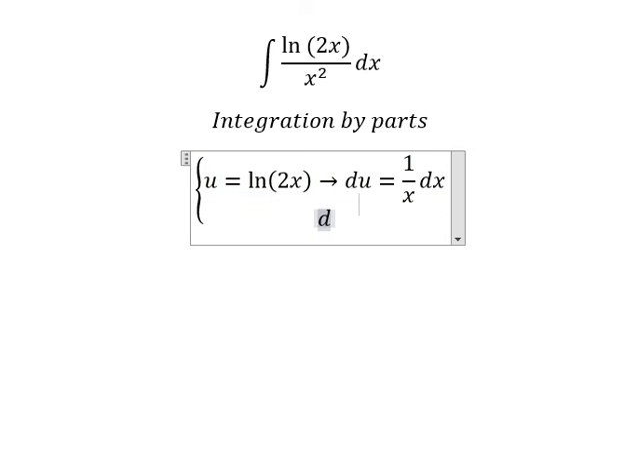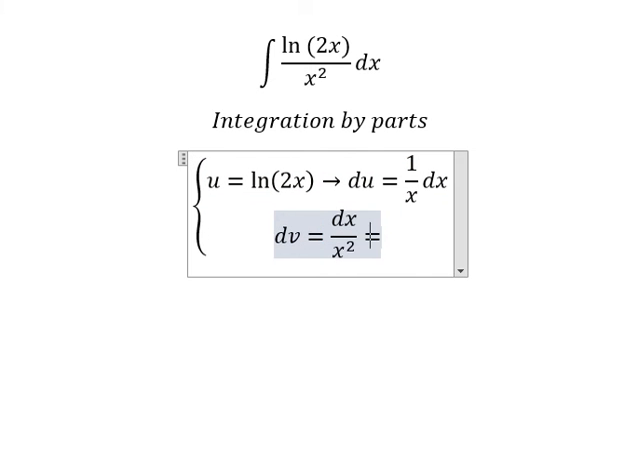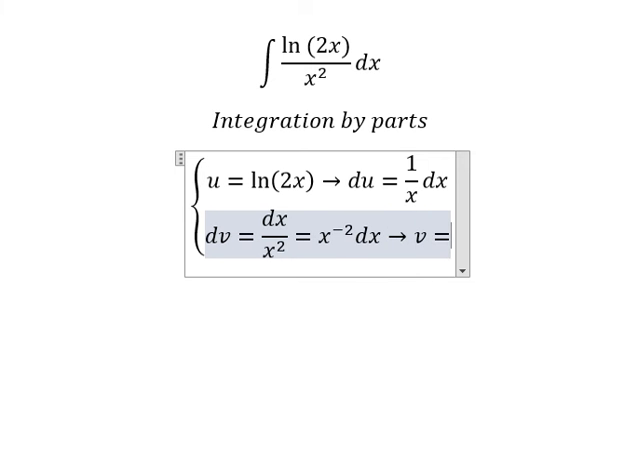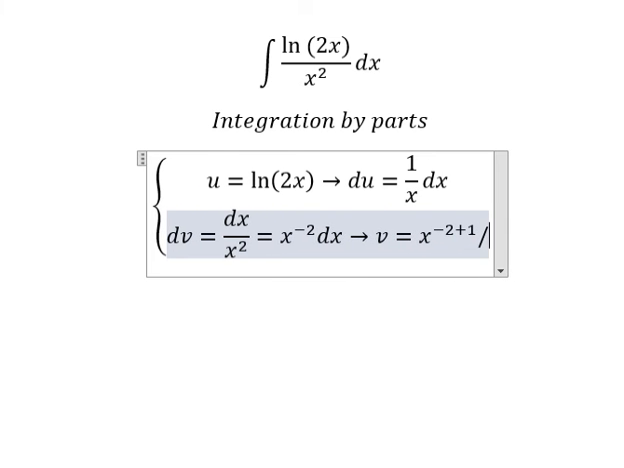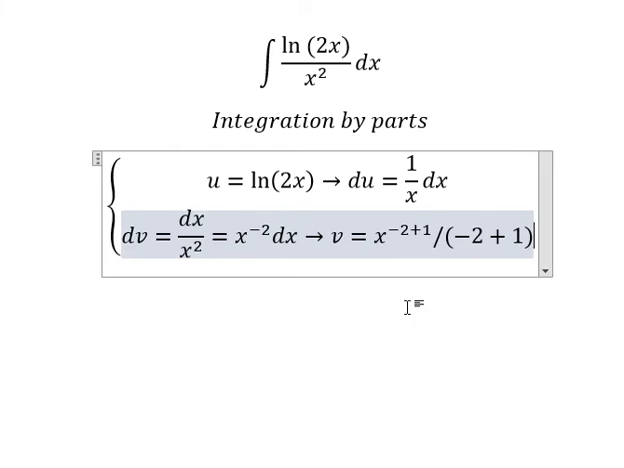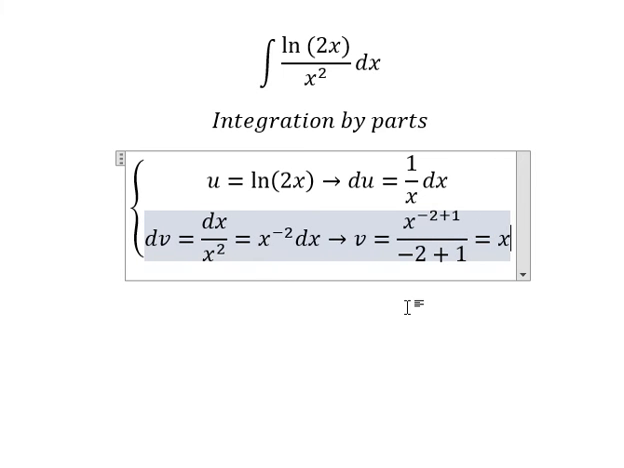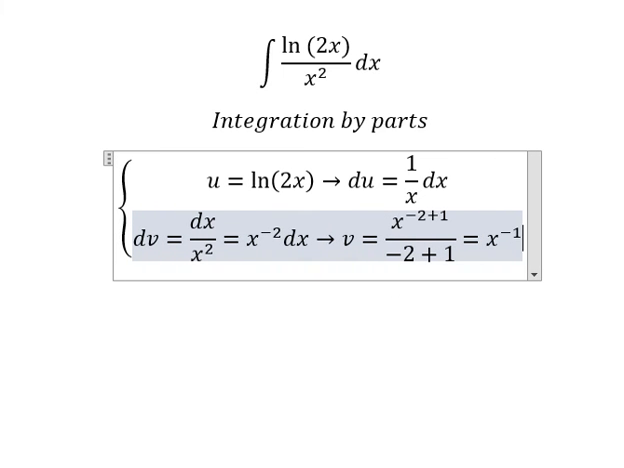Next, we have dv equals to ds over s squared. And this one we can write into s to the power of negative 2 ds. The integration of this one, we have v equals to s to the power of negative 2 plus 1 over negative 2 plus 1. So we have s to the power of negative 1 over negative 1. So I will put the negative sign on here.